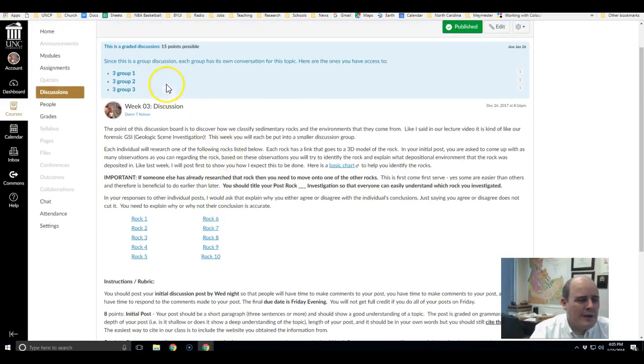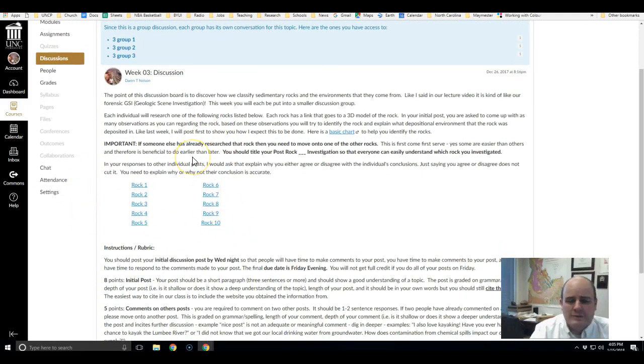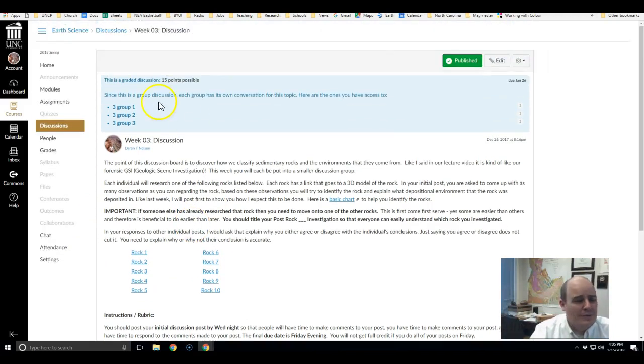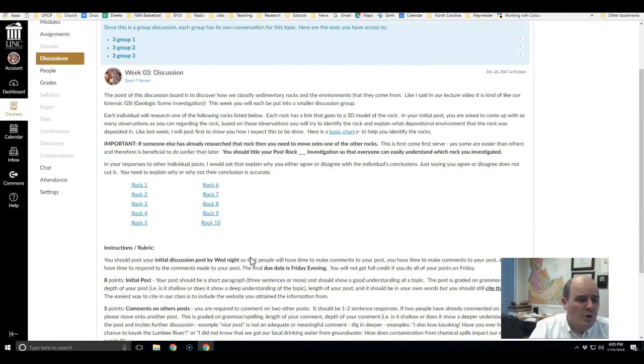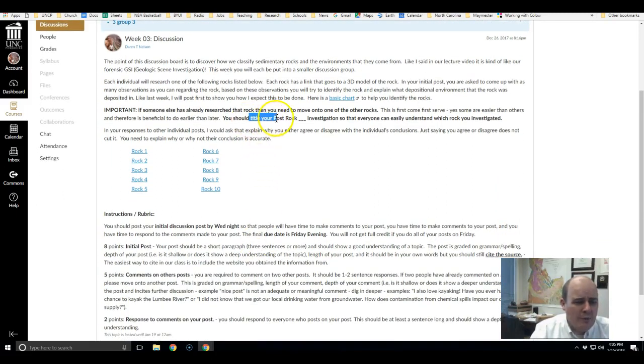And so I broke you guys up into 3 groups, and the reason is because I only have 10 rocks that I have you guys do, and we have 30 people in the class, so I'm breaking you up into groups of 10 to go through and look at this. So each of you guys will have a rock that you're going to actually identify. Okay. When you do this, please post your title called post. So you'd say Rock 1 Investigation at the very top, so everybody knows what you're actually investigating, right?